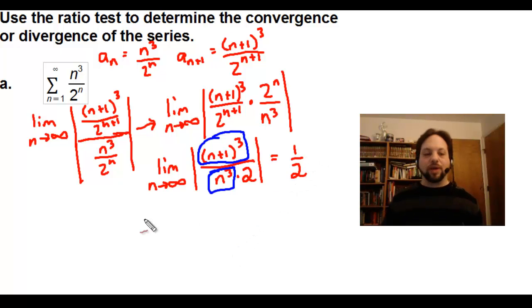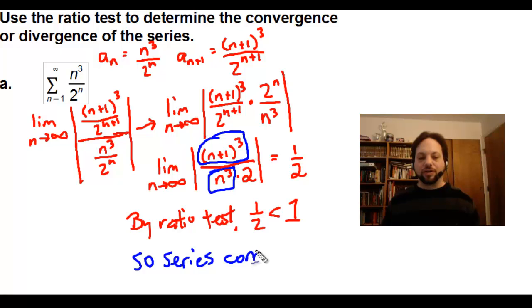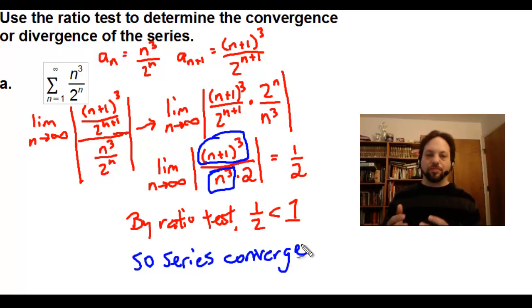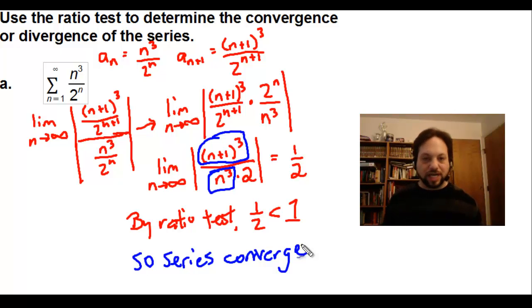Now, what do we know about 1/2? Well, what we can say is by the ratio test, we end up with 1/2, which clearly is less than 1. And so our final conclusion we can make is that this particular series is going to converge. Each next term is less than each current term in terms of magnitude, and so by the ratio test, this series will converge. Well, if that makes sense, let's go ahead and take a look at another example of a series using the ratio test.